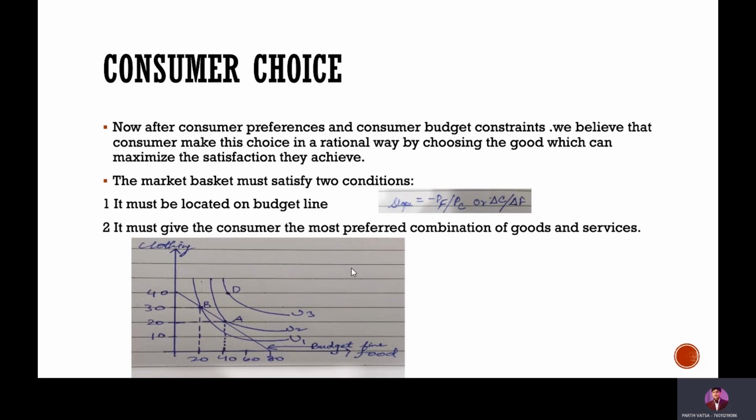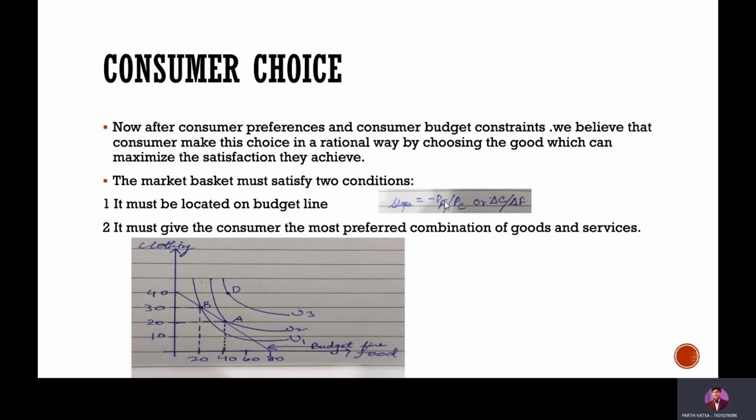Now, before I move further, I would also like to discuss with you the slope of a budget line. This is the slope of the budget line. What is it? It is the change in the number of clothing goods upon the change in the number of goods in food. And you can also say it is the ratio of the price of food and the price of clothing. Remember that this slope would always be negative because it is a downward sloping curve.